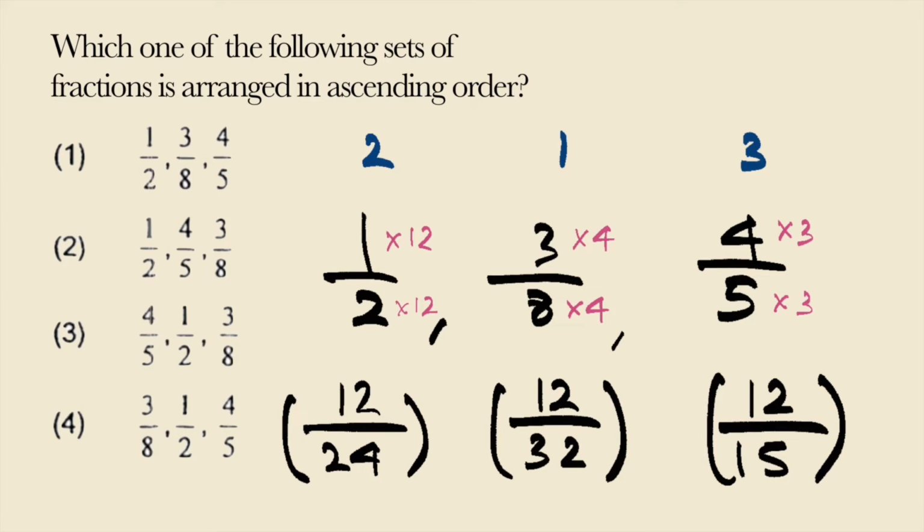Now, in ascending order, which one is the smallest fraction here? The one with the largest denominator, 12 pieces shared with 32 people. So rank number 1, and then the next largest is 24, so that's rank 2, and the largest fraction here is the smallest denominator, right? So this is going to be rank 3. And which one is the answer with rank 1, 3/8? It is actually answer number 4.